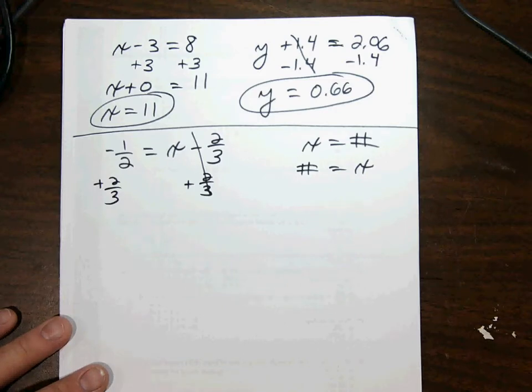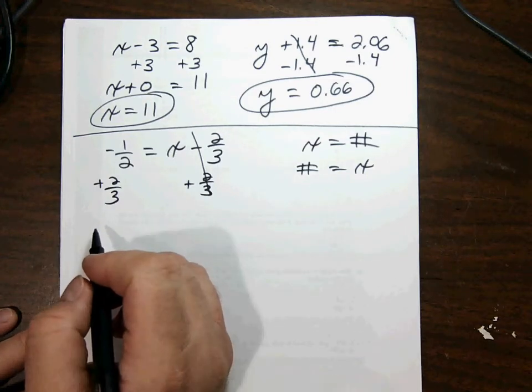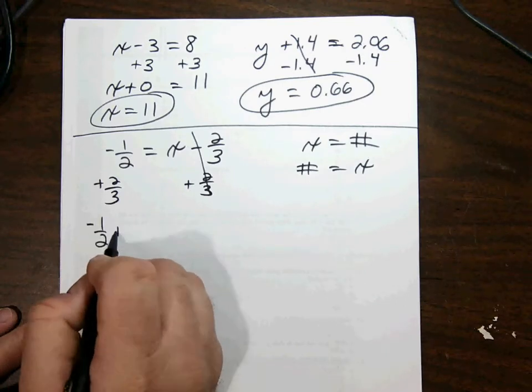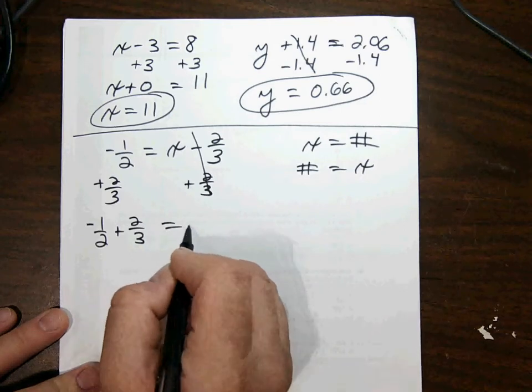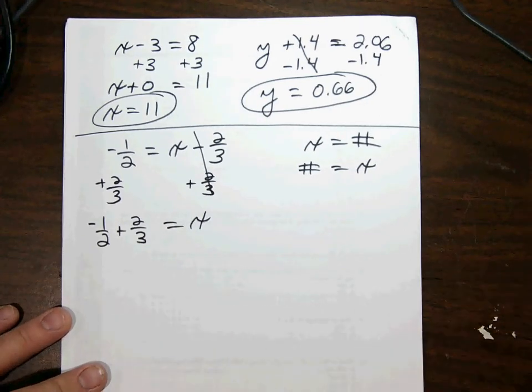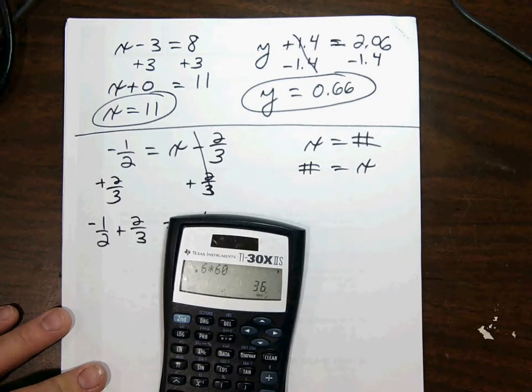Okay, pardon me for a second. Okay, but over here on the left, I got to deal with it now. I got to say, okay, I got negative 1/2 plus 2/3. That's what x equals. I got to simplify that. Common denominator and all that. And now we did learn a little fraction technique.